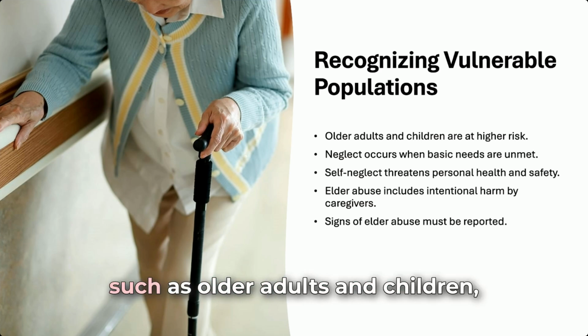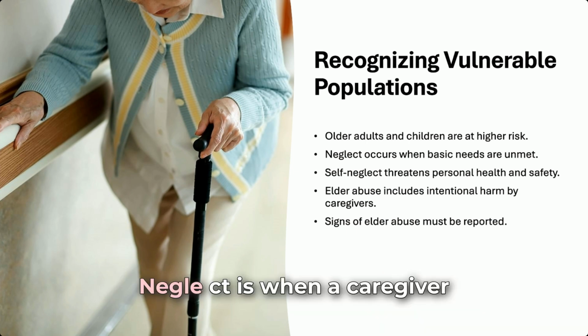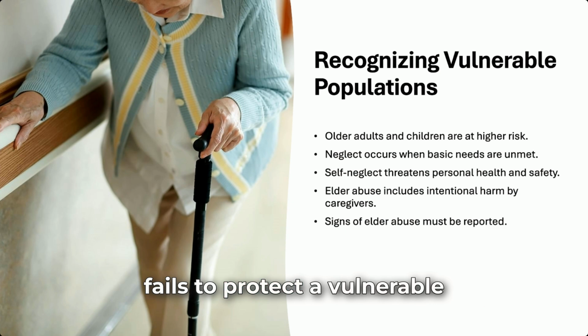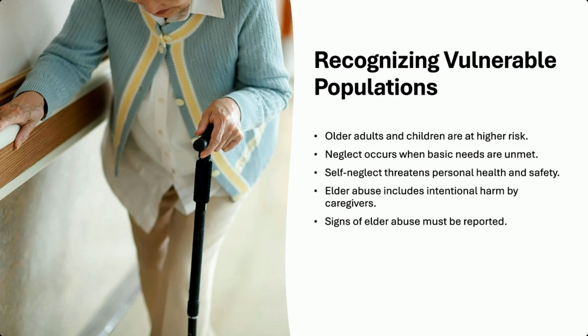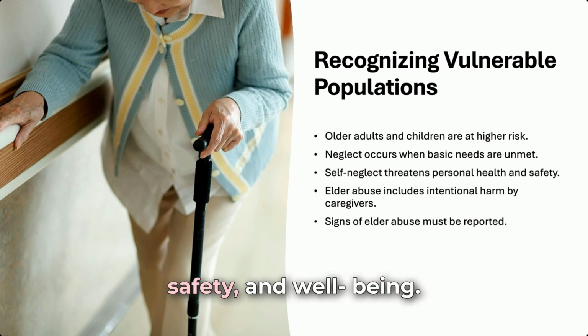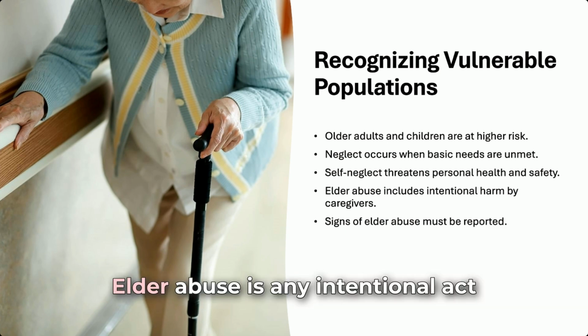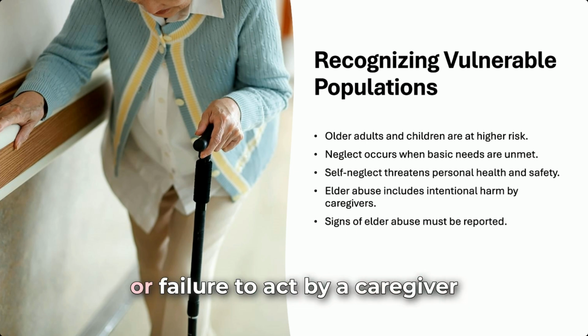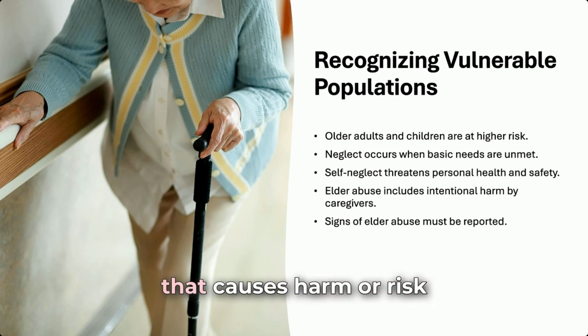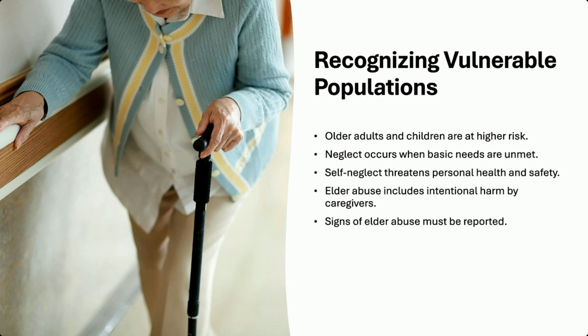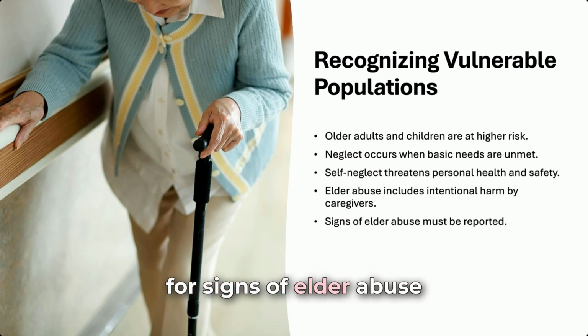Vulnerable persons, such as older adults and children, are at risk for harm. Neglect is when a caregiver fails to protect a vulnerable person from harm or provide for their basic needs. Self-neglect occurs when a person's behaviors threaten their own health, safety, and well-being. Elder abuse is any intentional act or failure to act by a caregiver that causes harm or risk of harm to an older adult. It is important to be alert for signs of elder abuse and report any concerns.